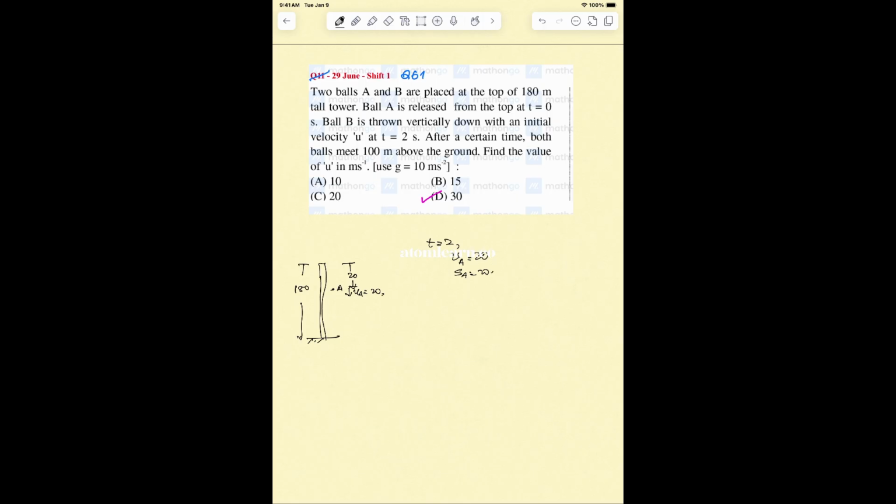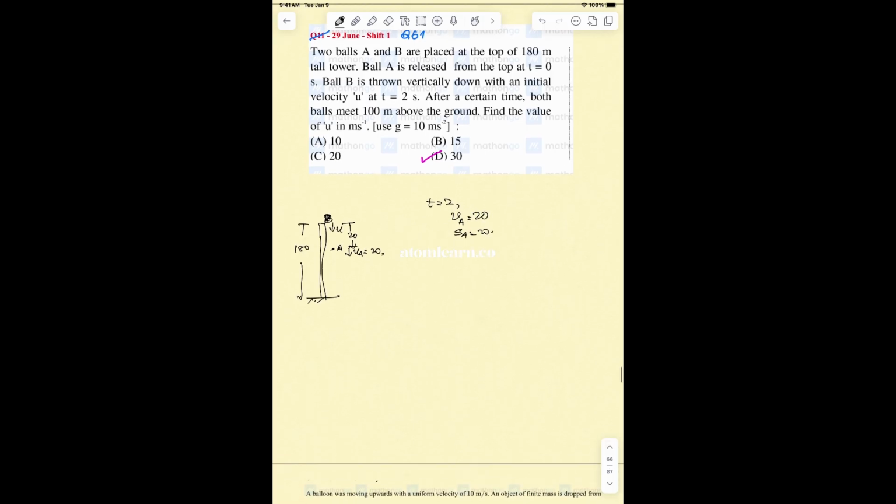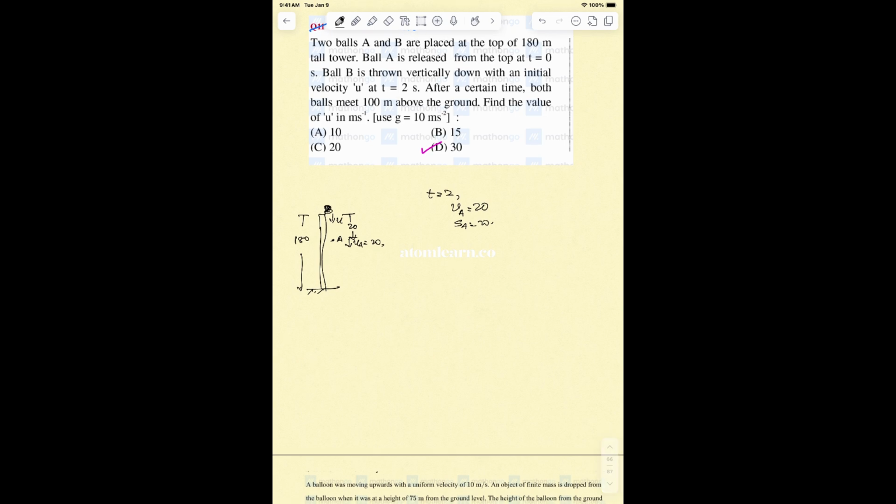At that time, what happens? Now ball B is thrown vertically down with the initial velocity u at t equal to 2 seconds. That means this is ball B. Ball B gets thrown with the initial velocity, let's call it u. From that time onwards, we can neglect the g value because it gets cancelled out in the relative acceleration approach. Therefore, now it's like this.